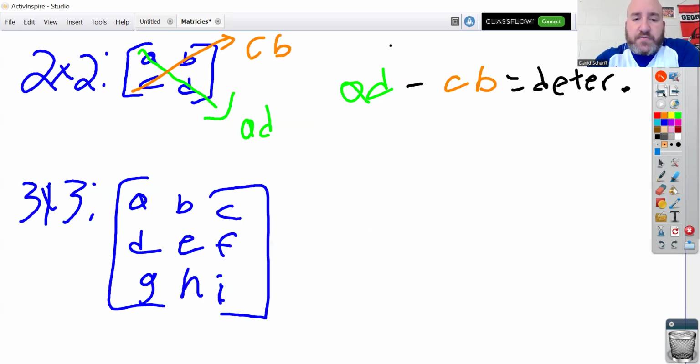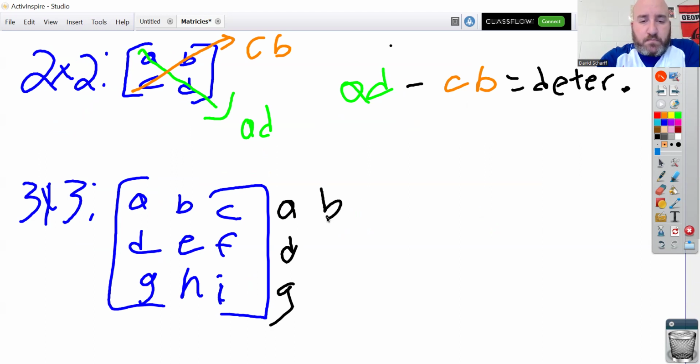3x3s are tough. Okay. I'm actually going to move these up here now so I have a little more room. 3x3s are a little more difficult. So what you have to do on a 3x3, you're going to be given this as it is, 9 numbers, right? First thing you actually have to do is rewrite the first 2 columns outside of the matrix, after the matrix. Okay. Like that.